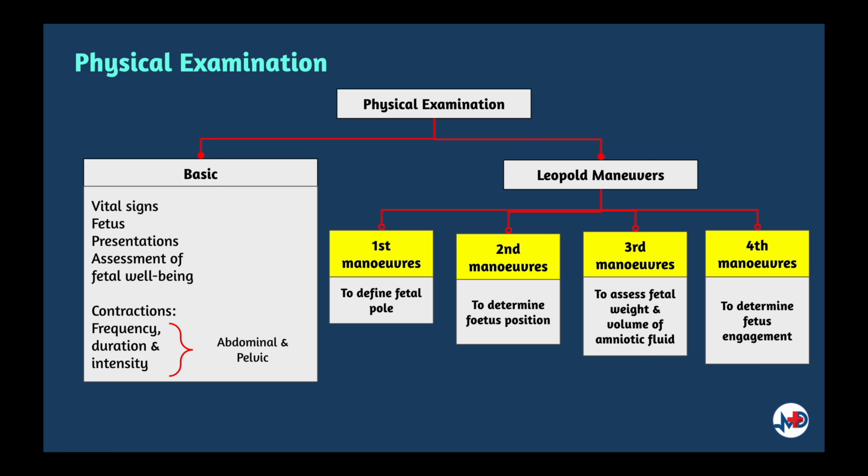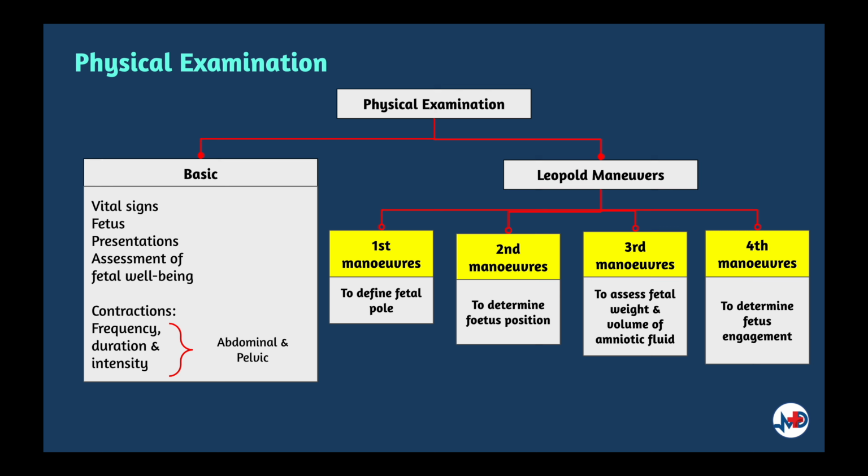The first maneuver is when the examiner places both hands on each upper quadrant of the patient's abdomen and gently palpates the fundus with the tips of the fingers to define which fetal pole is present in the fundus. If it is the fetal head, it should feel hard and round, and in a breech presentation, a large nodular body is felt. The second maneuver is when palpation is over the paraumbilical regions with both hands, applying gentle but deep pressure. The purpose here is to differentiate the fetal spine and to determine the fetal position.